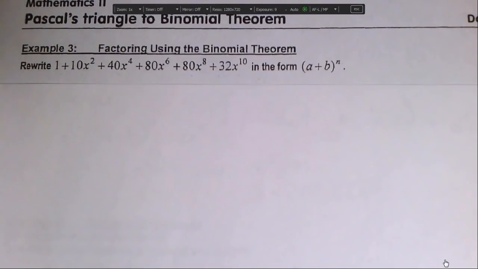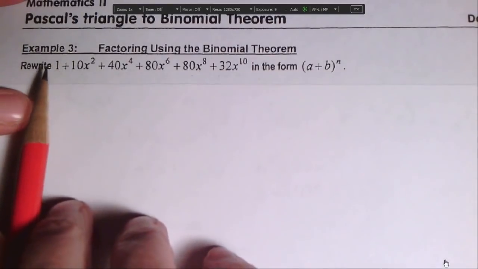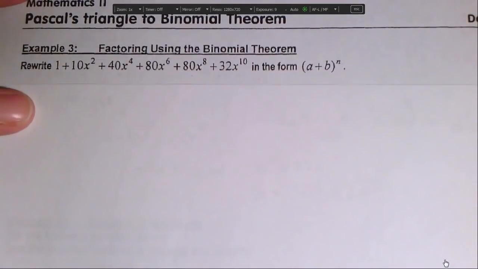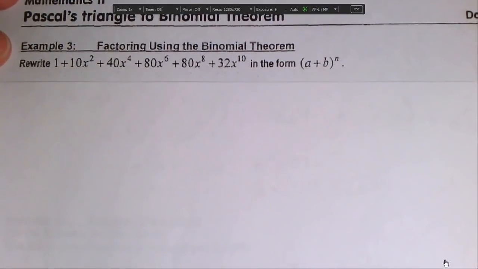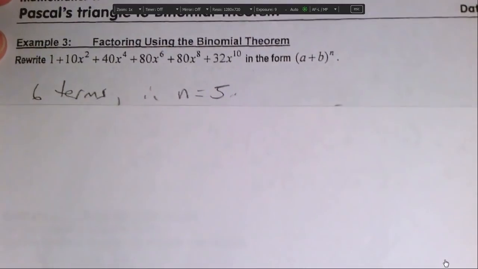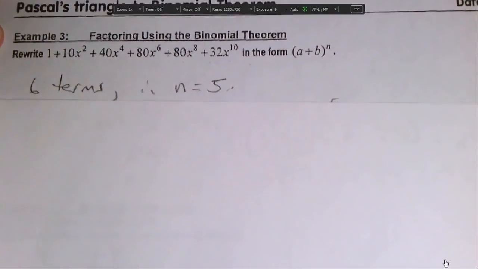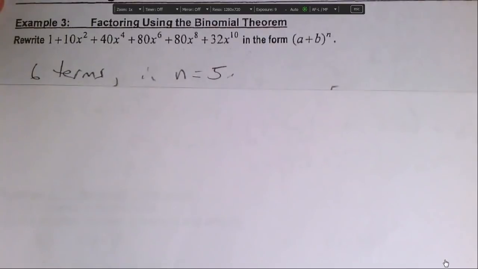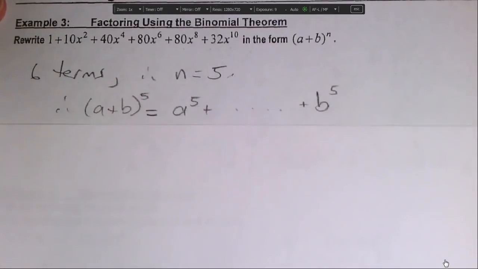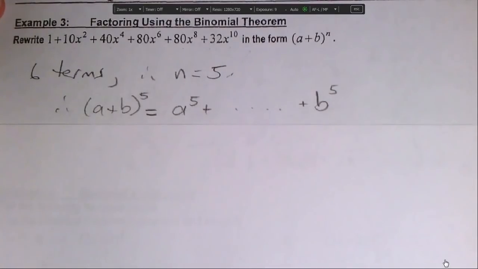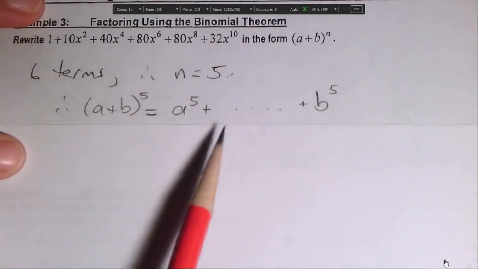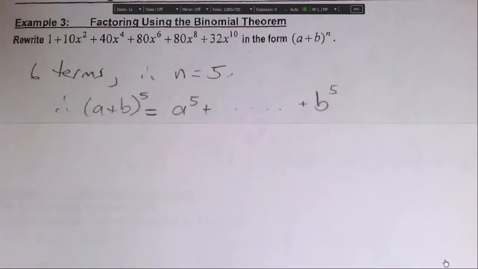So how do we do this? It looks awful, but really, let's count how many terms. 1, 2, 3, 4, 5, 6 terms. Well, if there are going to be 6 terms in the expansion, then what's n? Well, we said that in the expansion of (a plus b) to the n, there will be n plus 1 terms. So that means that n must be equal to 5. And we know the expansion of (a plus b) to the 5. That is a to the 5 plus a bunch of stuff plus b to the 5.